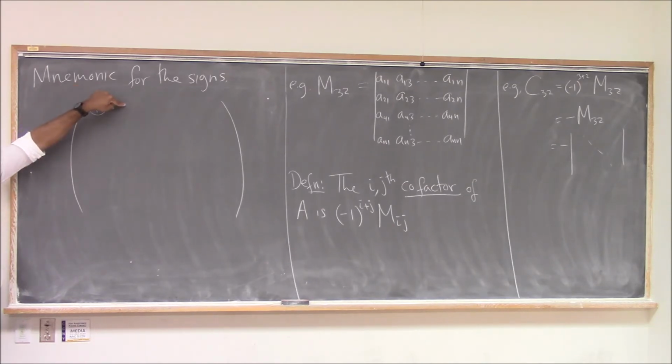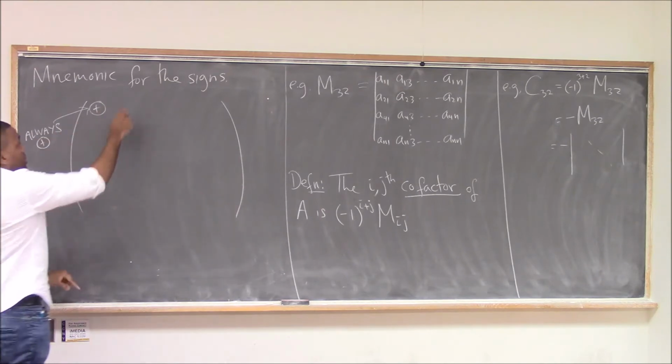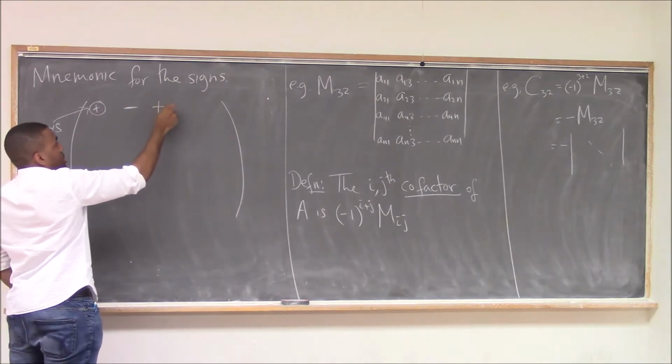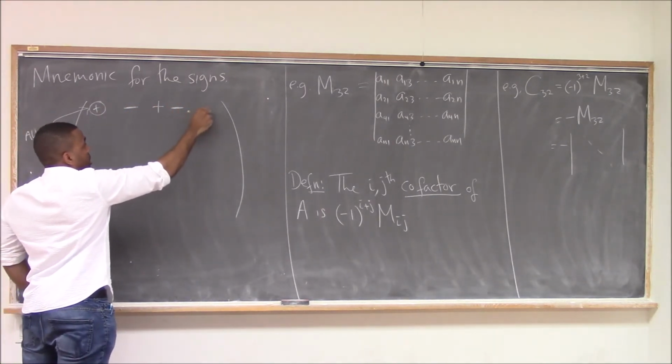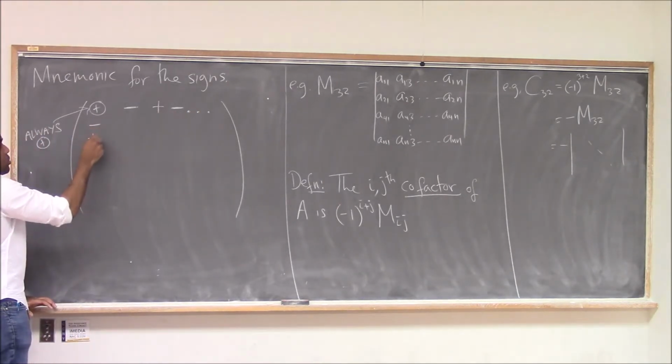Now when you start moving over, right? So now the power is 1 plus 2, that's odd, that's going to be negative. So there's going to be a minus sign, then a plus sign, then a minus sign. And this will alternate. Same thing here, it will alternate.